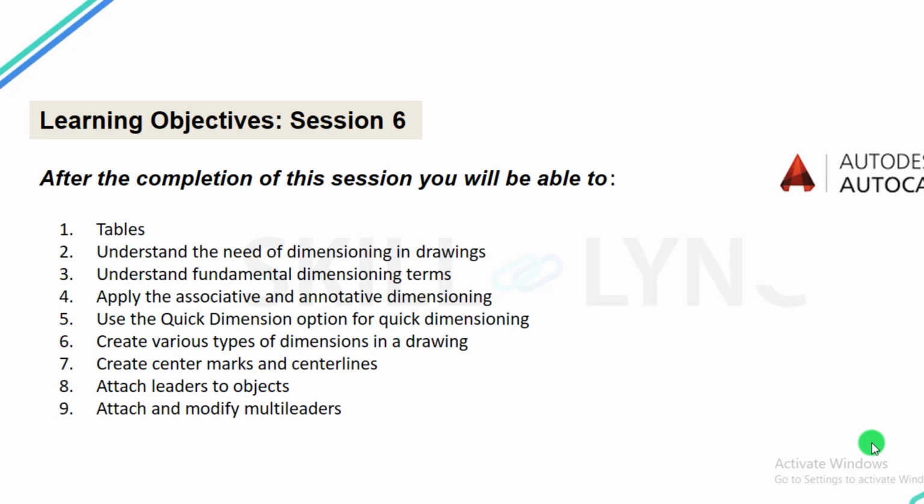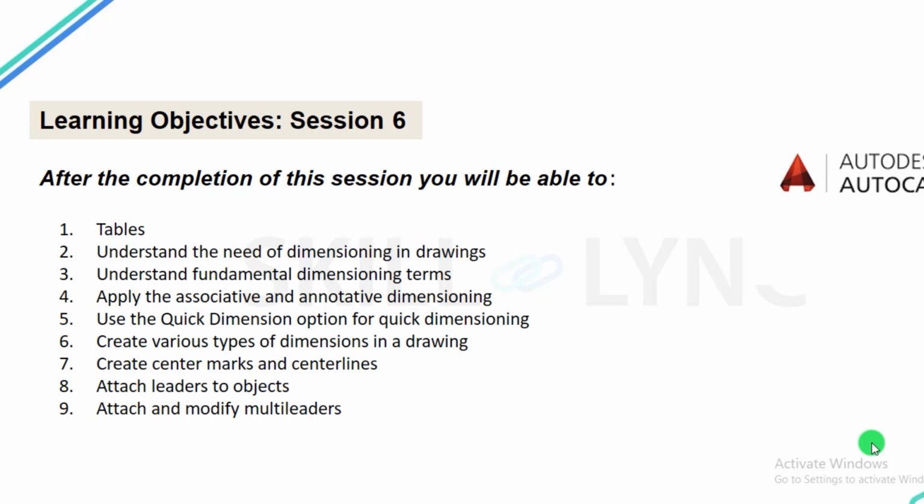So, till now we have learned how to insert text and annotations in our drawing. In this session, we will be learning more about dimensions, how to use dimensions in the drawing, different types of dimension, what is the need of dimension, what are the fundamental terms in dimensioning, and we'll be seeing what associative and annotative dimensioning is about, how the quick dimension is done, and various things about dimensions. And also we will discuss tables after discussing the dimension.